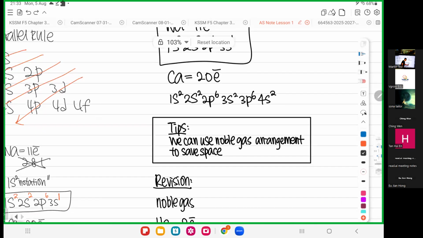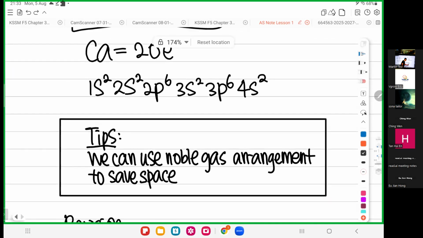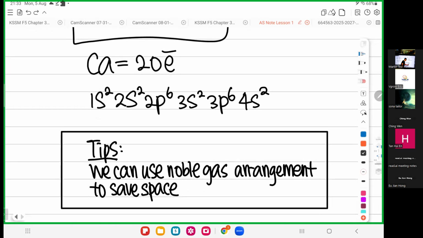We can use noble gas arrangement to save some space. What do we know about noble gases? Noble gas is the last group in the periodic table, group 18. And we know noble gases are very stable.